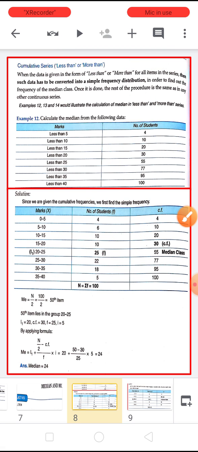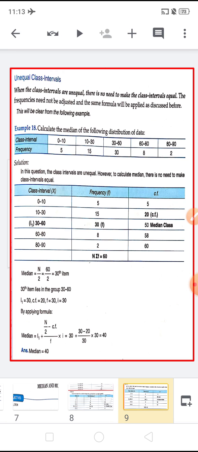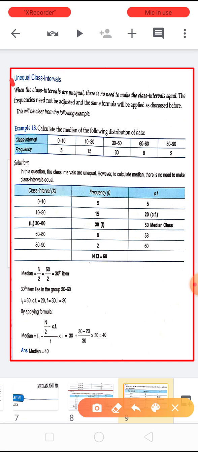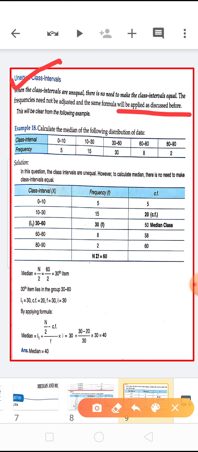So children, now let us move on to the next type of series. Now we need to calculate a median when unequal class intervals are given. So children, when the class intervals are unequal, then there is no need to make the class intervals equal, as we used to do in the arithmetic mean. So the frequencies need not be adjusted, and the same formula will be applied as already discussed before. So this will be clear with the following numericals.